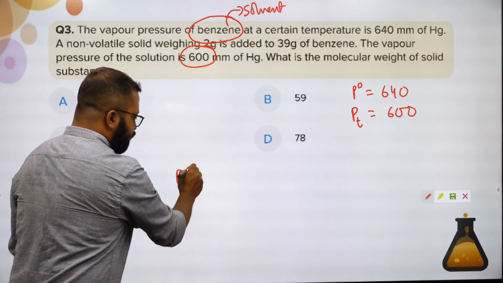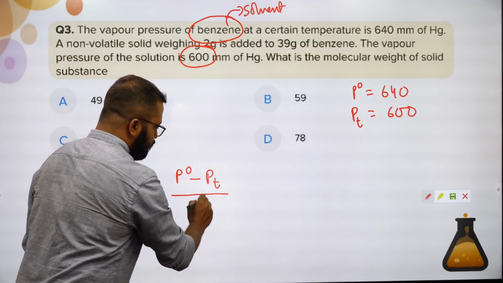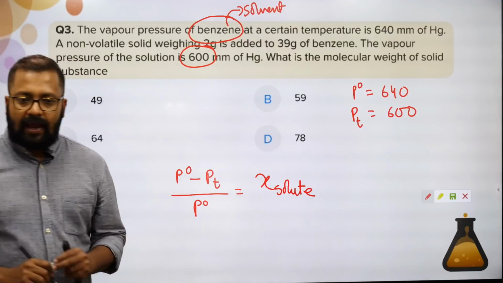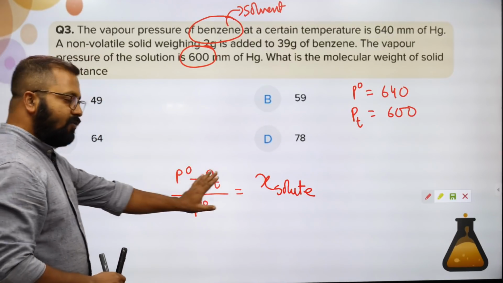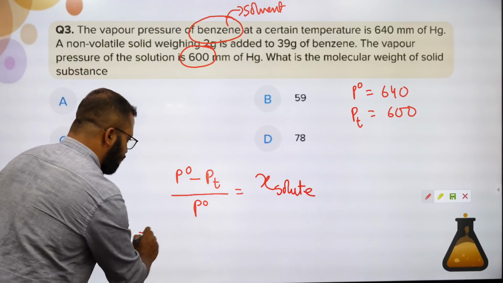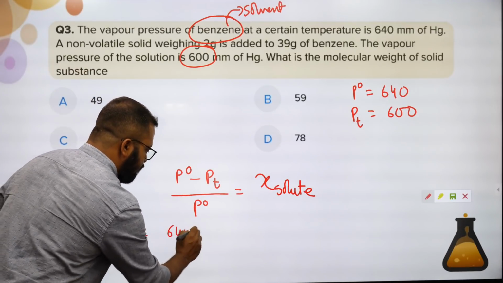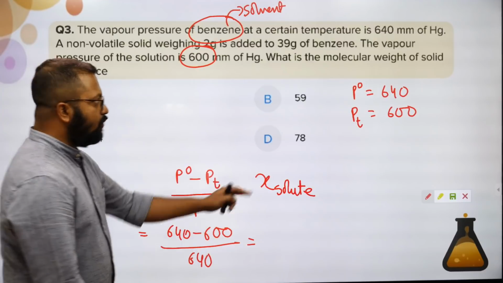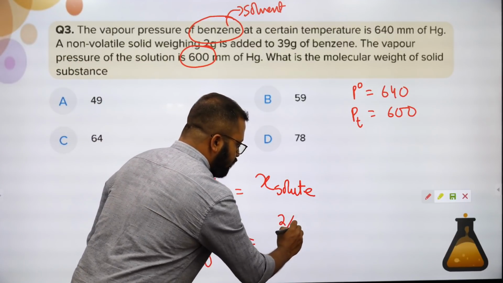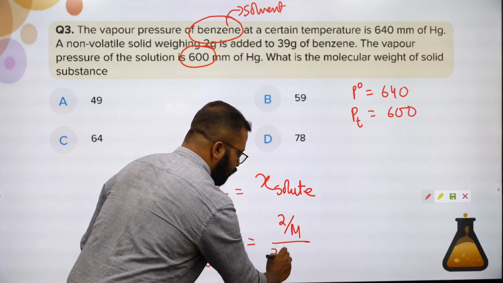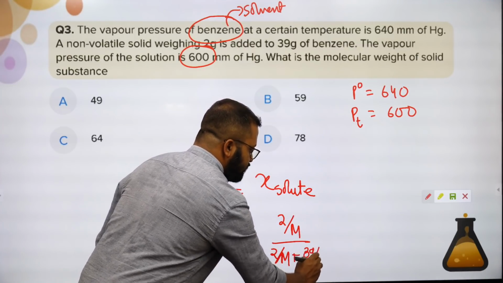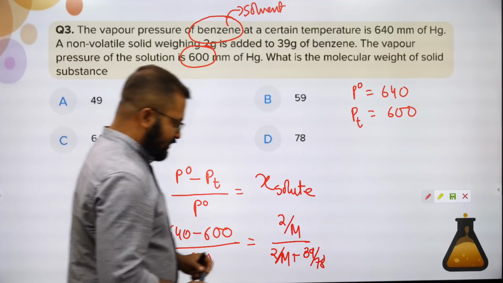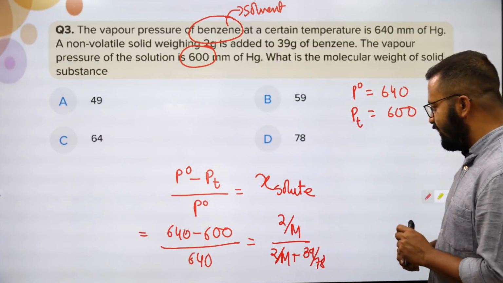I will use this formula: P naught minus Pt by P naught is equal to mole fraction of solute. If I'm using this formula, then P naught is 640 minus 600 upon 640. That will be equal to mole fraction of solute. What will you write? 2 upon the molecular weight by 2 upon the molecular weight plus 39 upon 78. What is the answer that you are getting? Please calculate.